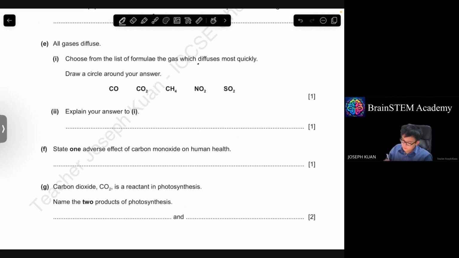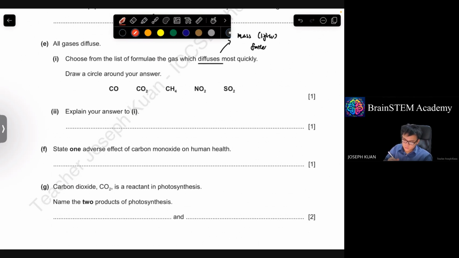Now, diffusion is influenced by several factors. One of them is the mass. The lighter the mass, the faster the diffusion rate. So out of all, you need to calculate all of their masses. Carbon monoxide is 12 plus 16, which makes 28. Carbon dioxide is 12 plus 16 times 2, which gets 44. Methane is 12 plus 4, which makes 16.